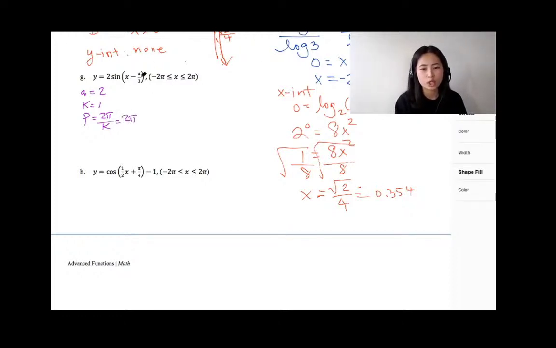And then they're saying that the restriction is basically from negative 2 pi, which is negative 360 degrees. Sorry, so your function is in between negative 2 pi and 2 pi, right? So when you graph this, right?